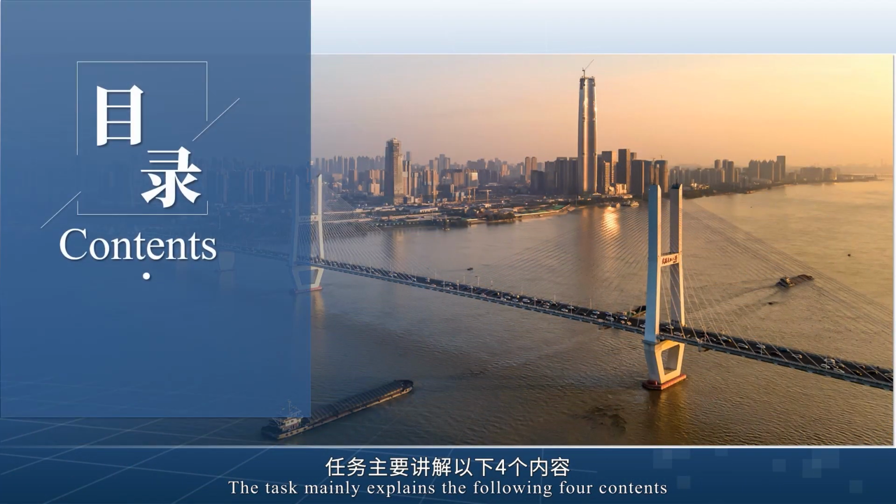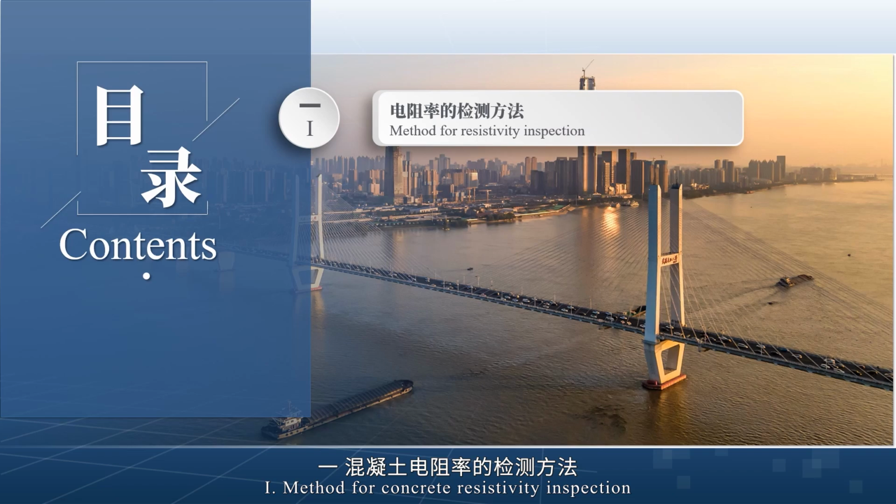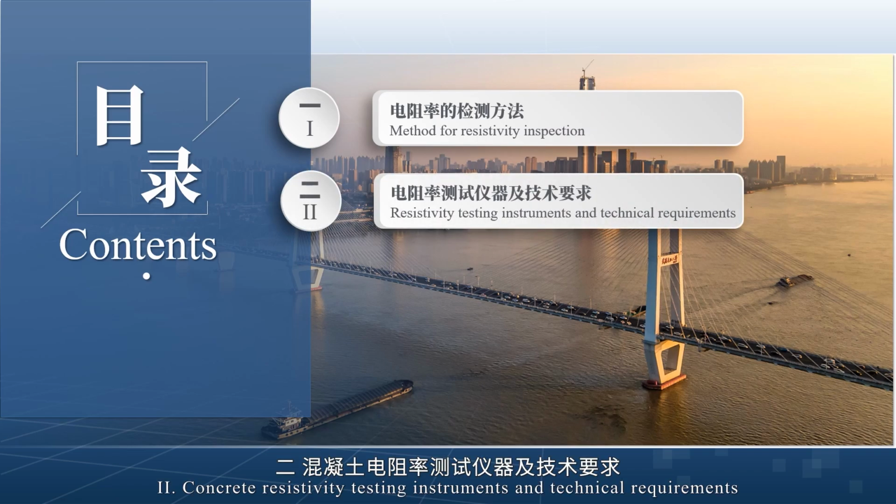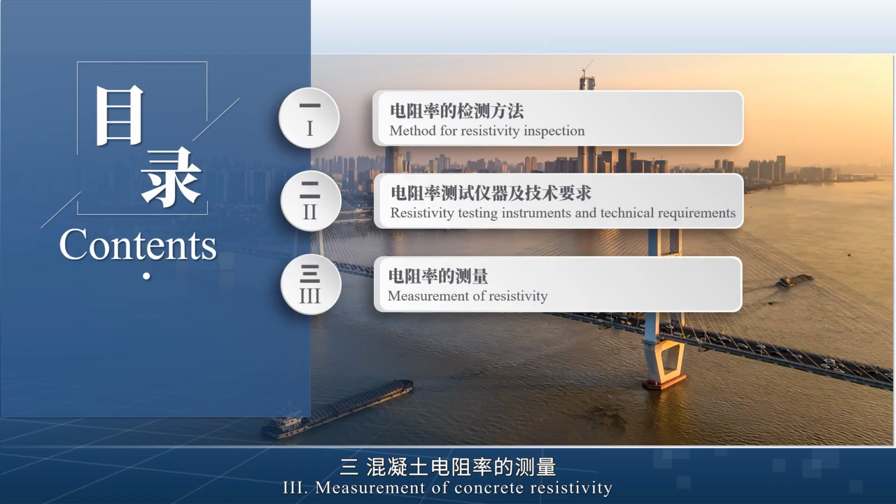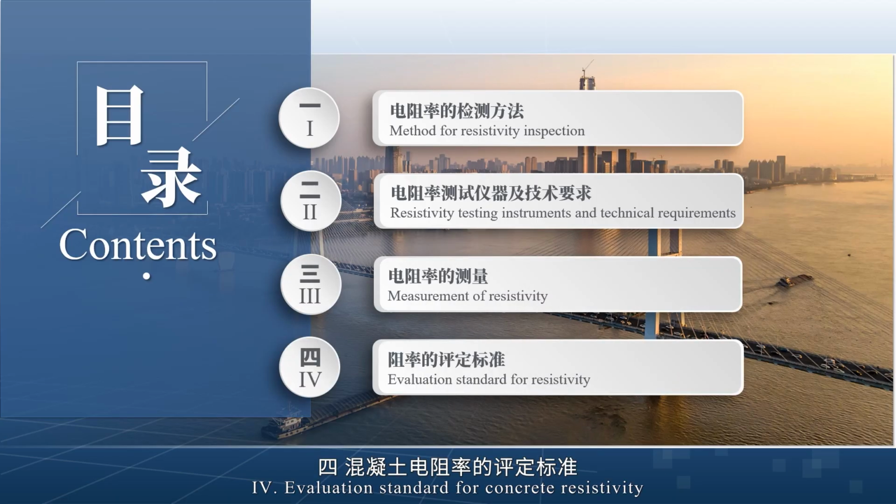This task mainly explains the following four contents. 1. Method for concrete resistivity inspection. 2. Concrete resistivity testing instruments and technical requirements. 3. Measurement of concrete resistivity. 4. Evaluation standard for concrete resistivity.